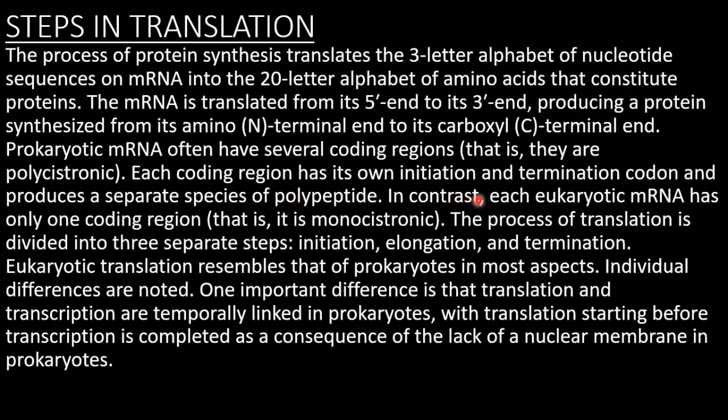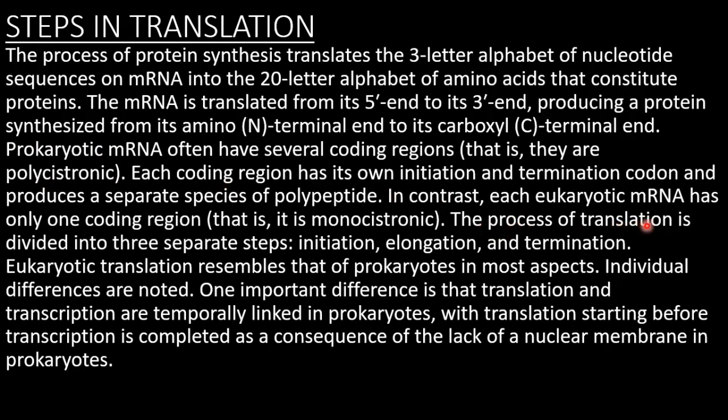In contrast, each eukaryotic messenger RNA has only one coding region, that is said to be monocistronic, but we have very few eukaryotic messenger RNA which are polycistronic. But polycistronic messenger RNAs are present in prokaryotes. So as not to forget that: PP, prokaryotic messenger RNA, polycistronic.